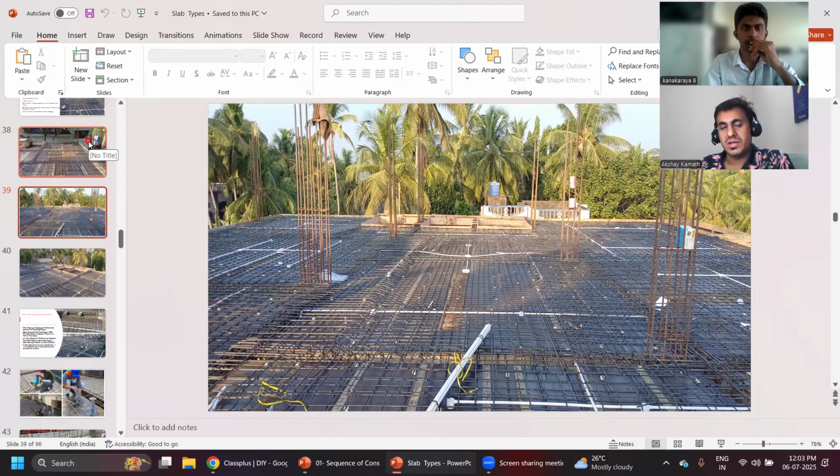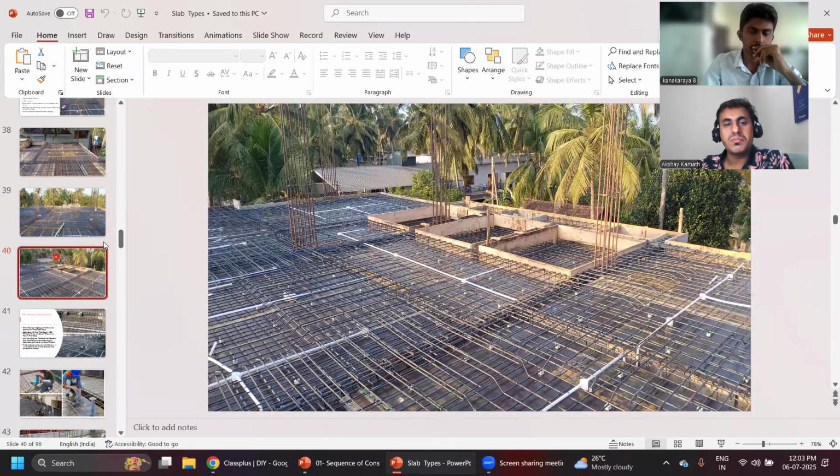Okay, fine. Then whether this column, whatever they have done, is correct? Is the lapping of this column correct? Where will you do the lapping for the column? Sir, lapping should be done such that it should not exceed 50%. At the same place, we should not lap it.